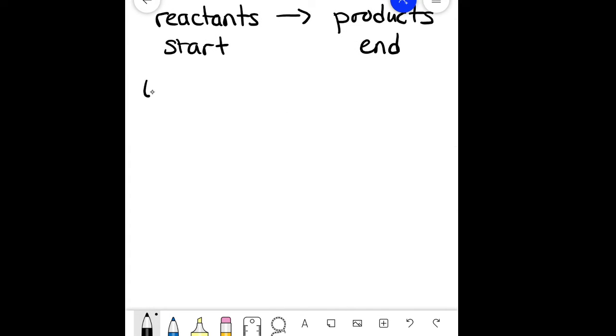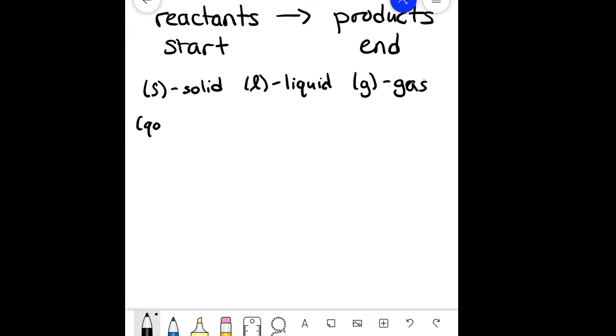So I think we've all seen this. The little S is solid, the little L is liquid, and it's just easier to make it a cursive L, so that way you don't think it's a 1. Little G is gas. And then the little AQ is aqueous. And aqueous basically means a solution that's been dissolved in water.